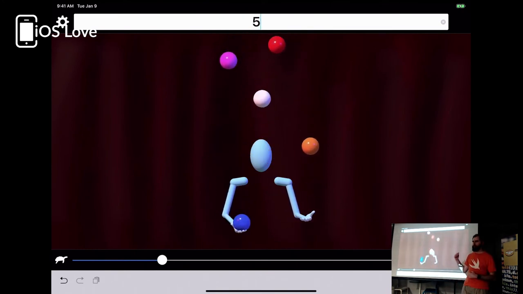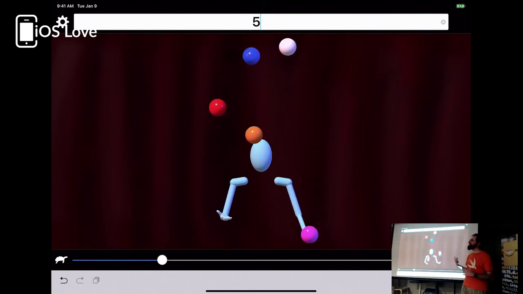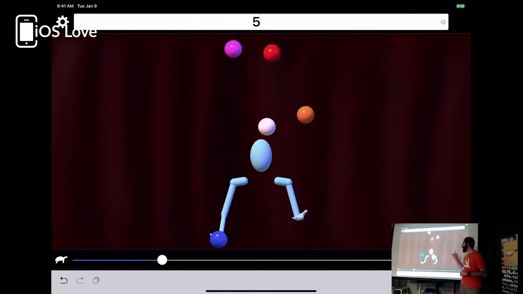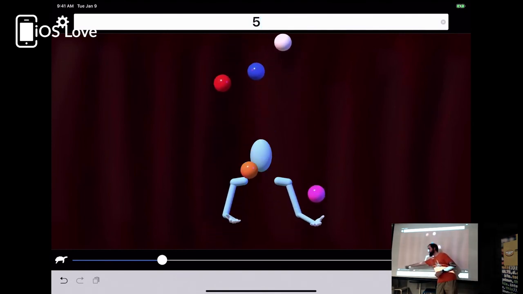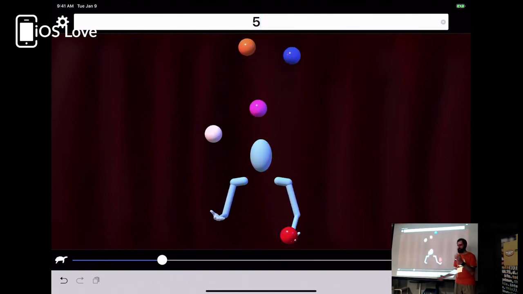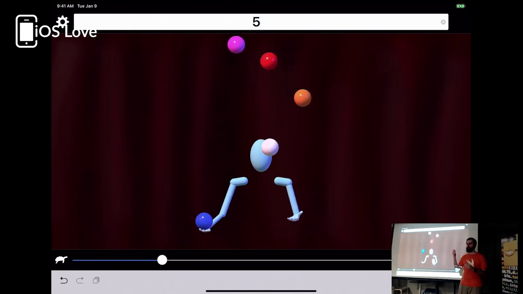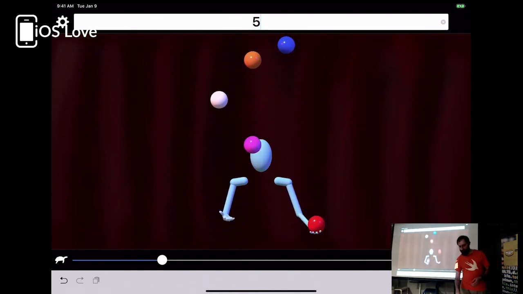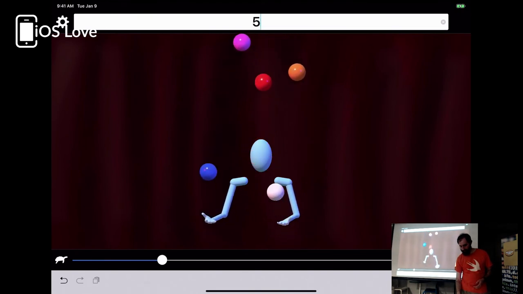So I showed you the other app, Jugglebot. No, I'm Jugglebot. I juggle. When you drag this to the left and slow it down, it goes choppy, because they're just playing the frames slower with more time between them. But I wanted mine to be really smooth.